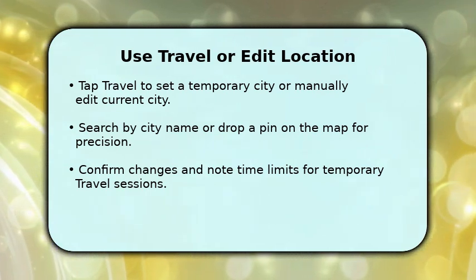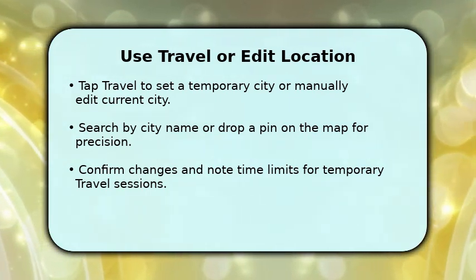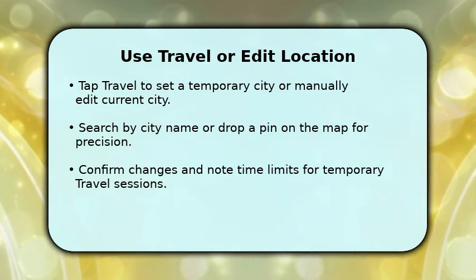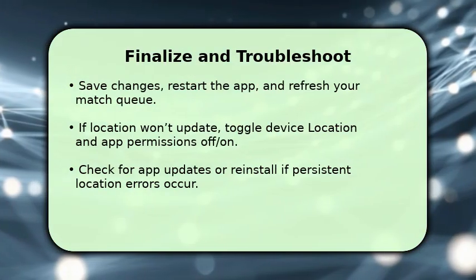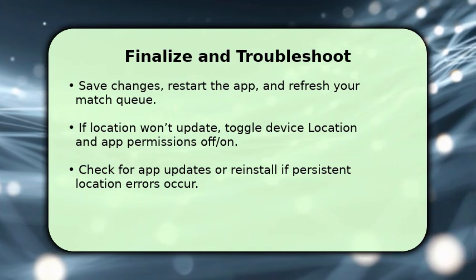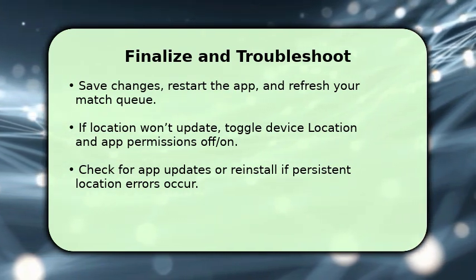Make sure to read the duration. Travel sessions expire, so plan when you want matches to see that new place. Finalize by saving settings, then close and reopen Bumble so the match queue refreshes with your new location.